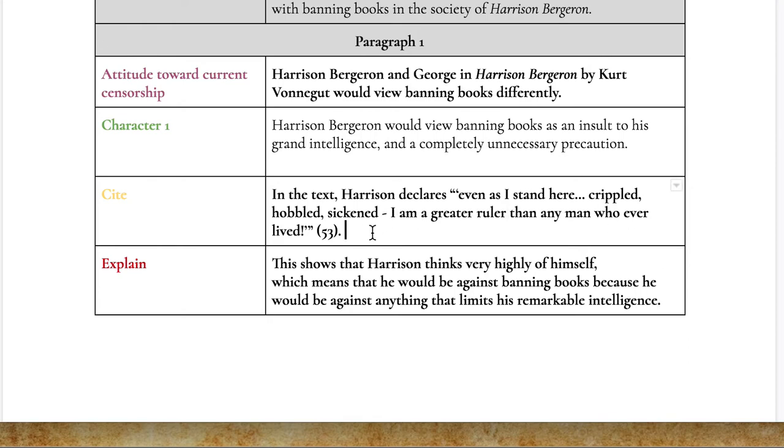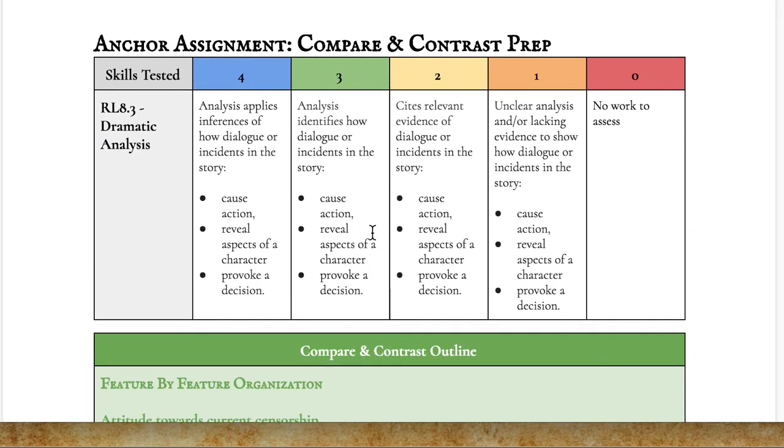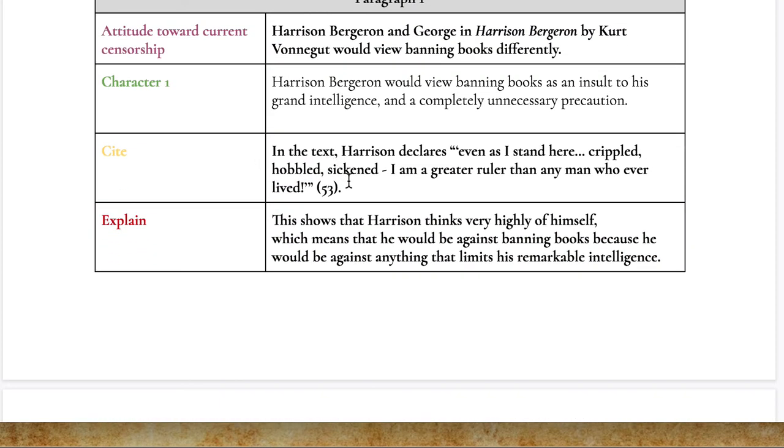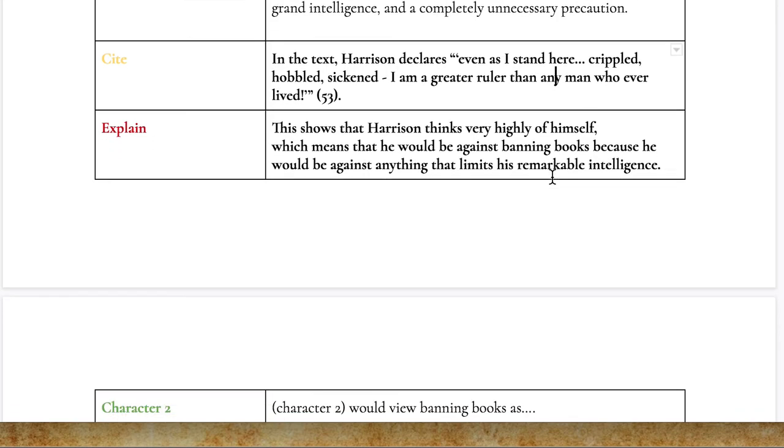Now, I want to call your attention really quick to this evidence that I used and how that ties into our rubric. So when we said analysis applies an inference of how dialogue or incidents in the story reveal an aspect of a character, this right here requires an inference. Because if you look, this evidence doesn't have Harrison saying, "I would like to read books." Harrison is not sitting here screaming on a stage, "Banning books is wrong. Stand with your librarian." As cool as that would be, we're assuming that because Harrison thinks he is the greatest ruler of any man who ever lived, he probably would have some issues with being told he's not allowed to read a book because it's dangerous.